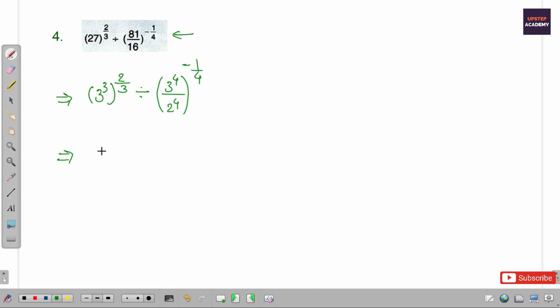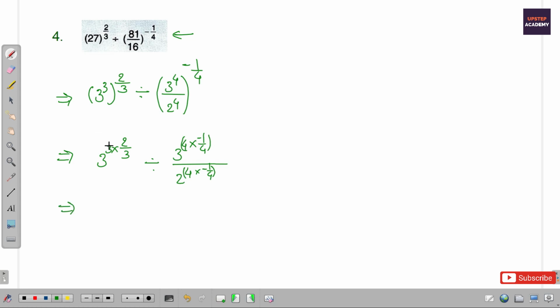In the second step, what can we write? (3^3)^(2/3) divided by (3^4)^(−1/4) divided by (2^4)^(−1/4). I have just separated the powers of the numerator and denominator. So (3^4)^(−1/4) will become 3 to the power 4 into minus 1 upon 4. The denominator will become 2 to the power 4 into minus 1 upon 4. So this is the power of 2, and this is the power of 3.